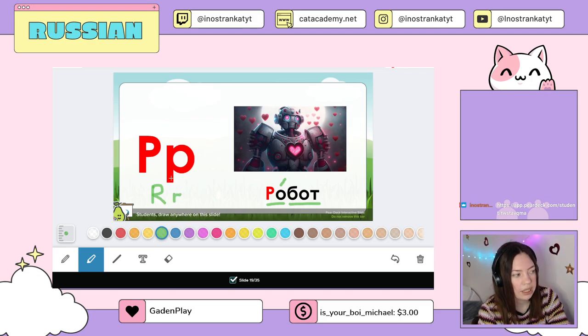It will basically have a very similar sound. So the Russian R is more rolling. It's more rolling than in English, maybe a little bit like in French, if you speak French or if you ever learned French.